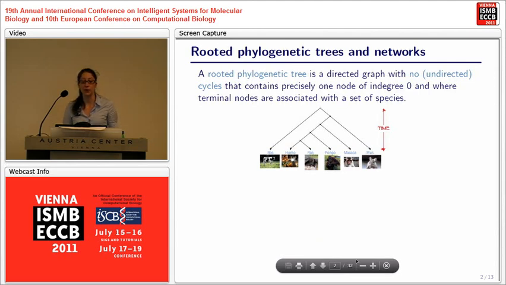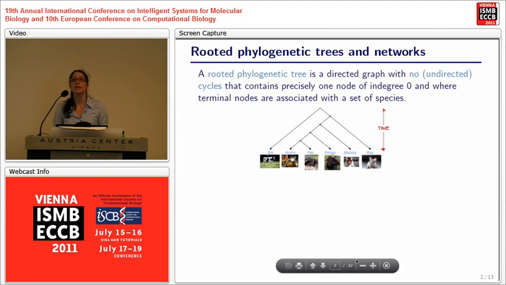So as you probably already know, since you are here at this conference, a reticulogenetic tree is defined as a directed graph with no cycles, where there is one node with in-degree 0, so no parents, that we normally call the root, and the leaves of these reticulogenetic trees are associated to a set of taxa that we are interested in.